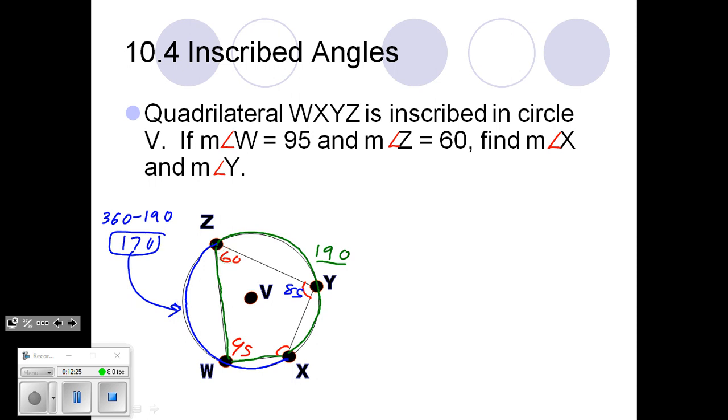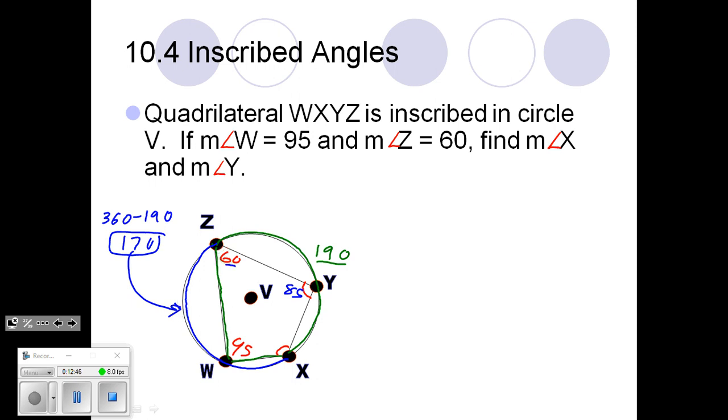Now, you could make the connection, and this only works because it's an inscribed quadrilateral, and that means a quadrilateral inside of the circle, but their angles are going to have to equal 180 degrees. Opposite angles are going to have to equal 180 degrees. So same thing here applies.